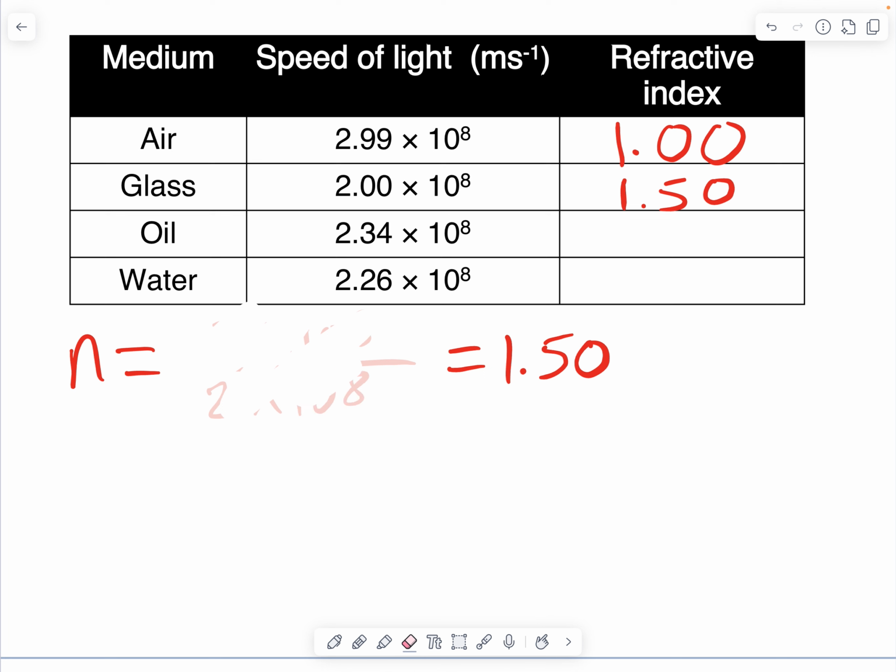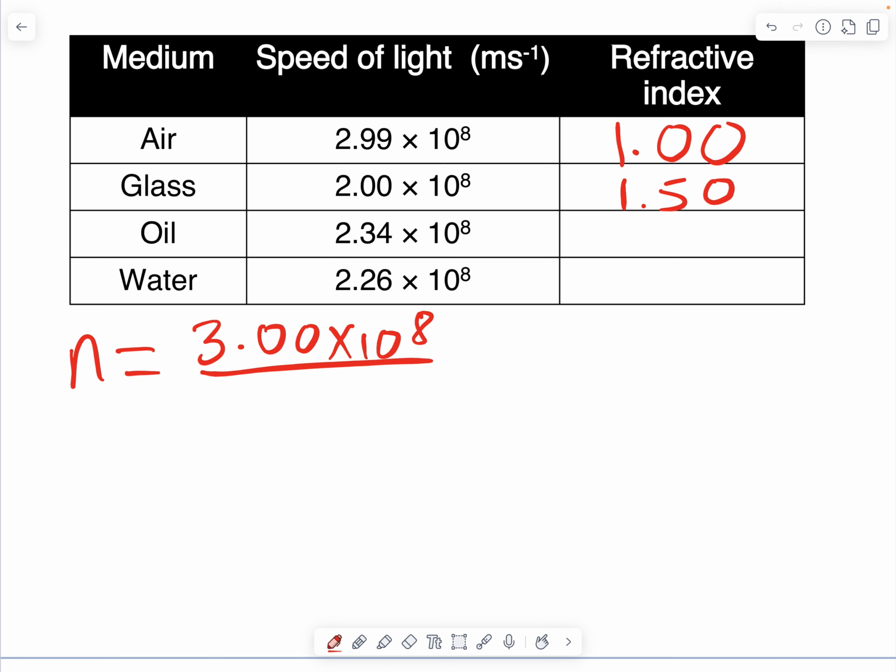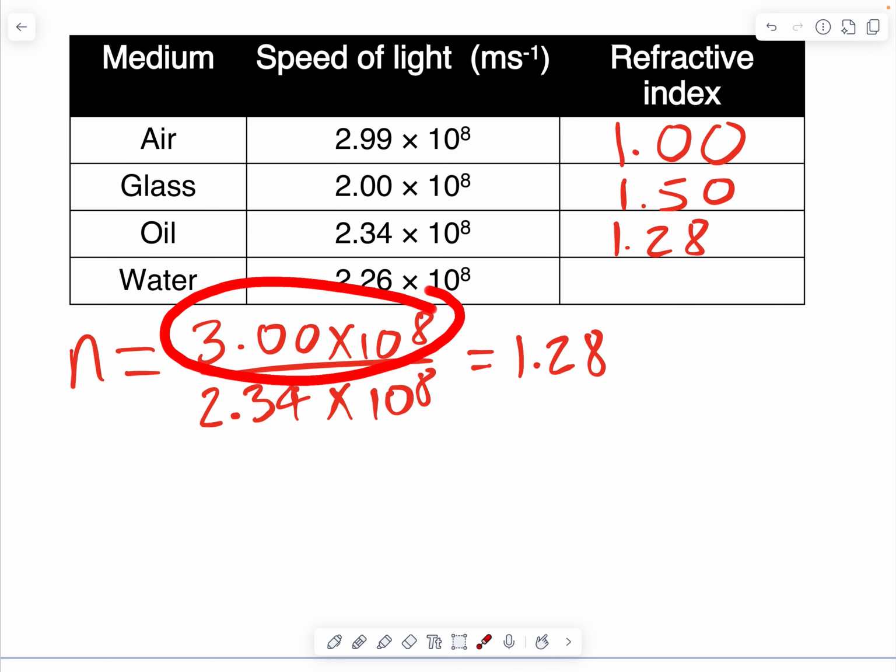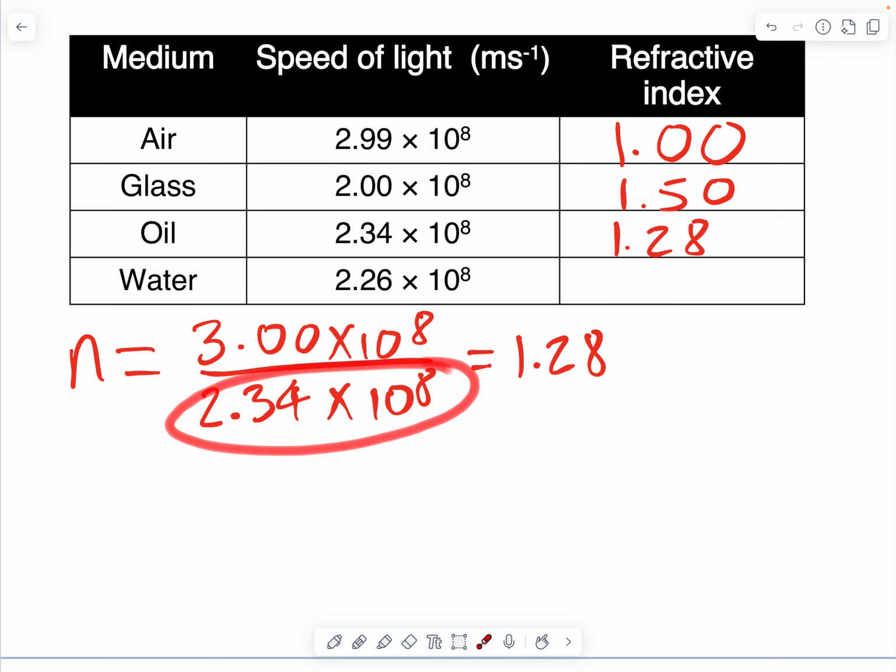Let's do the next one. The speed of light in a vacuum, to the right number of decimal places this time, divided by the speed of light in oil. If you type that into your calculator, you're going to get 3 divided by 2.34, which is going to give you 1.28. So that's the ratio of the speed in a vacuum to the speed in oil.